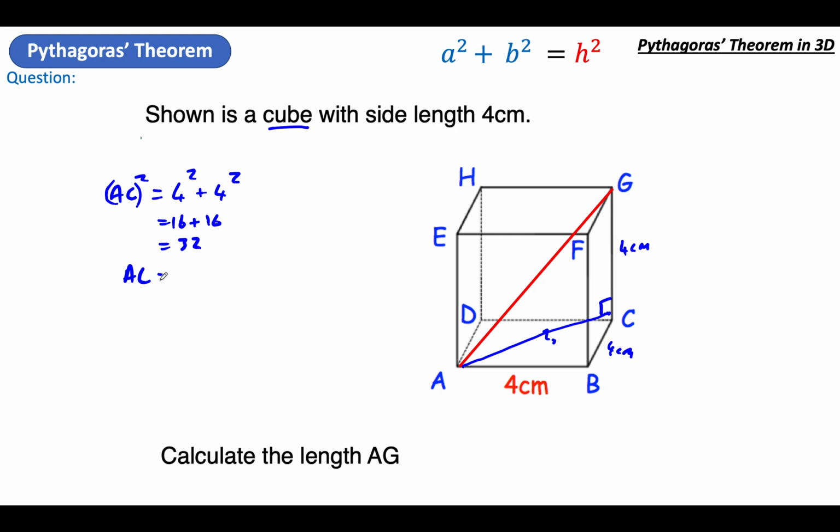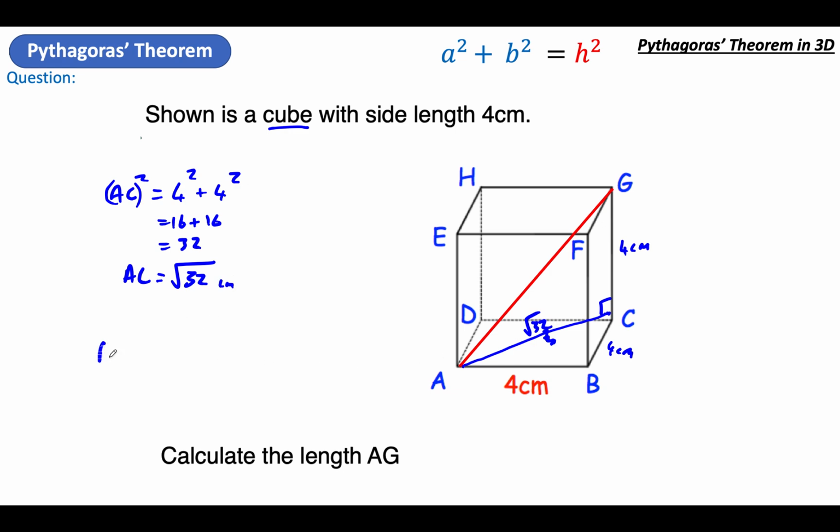But I don't want AC squared, I just want AC. So I do the square root of 32. And I'm just going to leave it like that for now. I'm not even going to simplify that. It's just absolutely pointless. Leave it like that. So this line down in here, I can now say is root 32 centimeters.